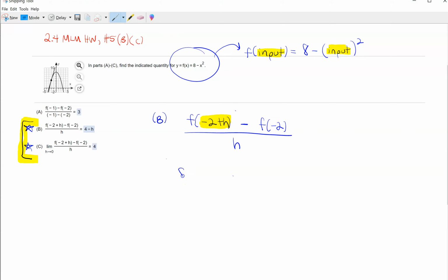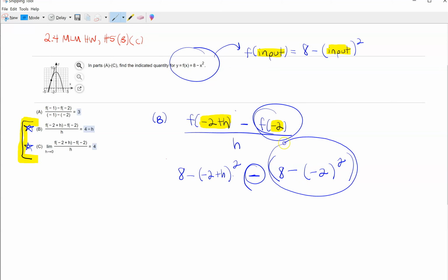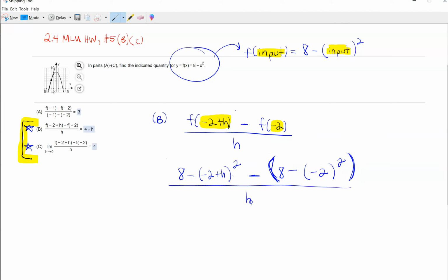When we do that, we're going to get 8 minus the input squared. And the input in this case is the binomial negative 2 plus h. Then I'm subtracting what? In this next piece, I'm being asked to plug negative 2 as my input into the function. So again, the rule is 8 minus the input squared, and this time the input is negative 2. I'm going to put all that in parentheses just to guarantee that I subtract the whole thing. I need to subtract f of negative 2. This is the calculation for f of negative 2. It happens to be in binomial form right now, so I put parentheses around it. And all that's going to be divided by h.